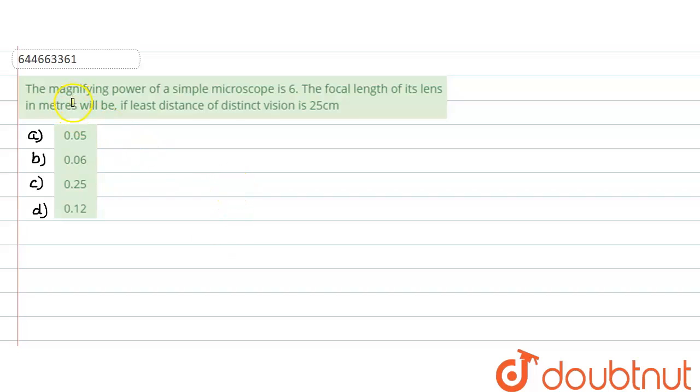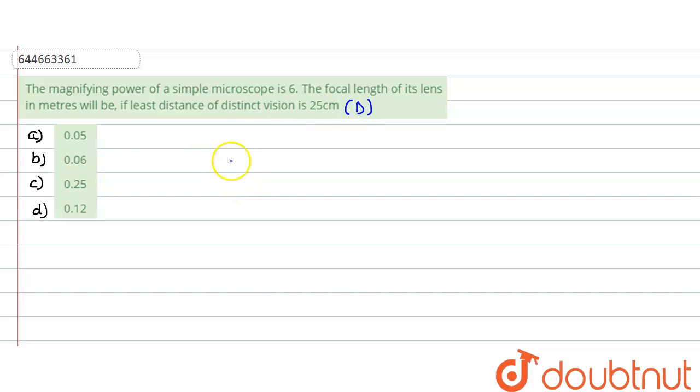Hello everyone, let us start with our question. In this question, what is given? We need to find the focal length. The magnifying power of a simple microscope is given to be 6. Now the focal length of its lens, we need to tell the value in meter, if the least distance of distinct vision is given to be 25. This least distance of distinct vision is denoted as capital D in the magnifying formula.